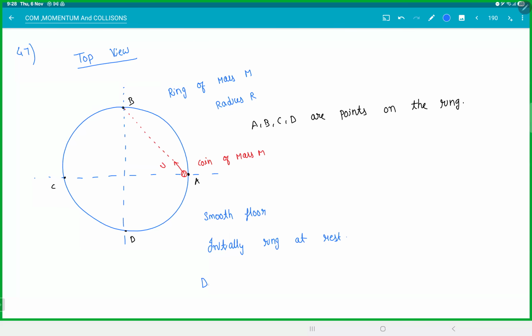Can you draw the path of the coin? Or I can even ask you, after what time it will come back to A and all that. But draw the path of the coin. That would be a better one. Or describe the motion of the coin. How will the ring and how will the coin move? Describe the motion of the ring and the coin. e is equal to 1 for all collisions.